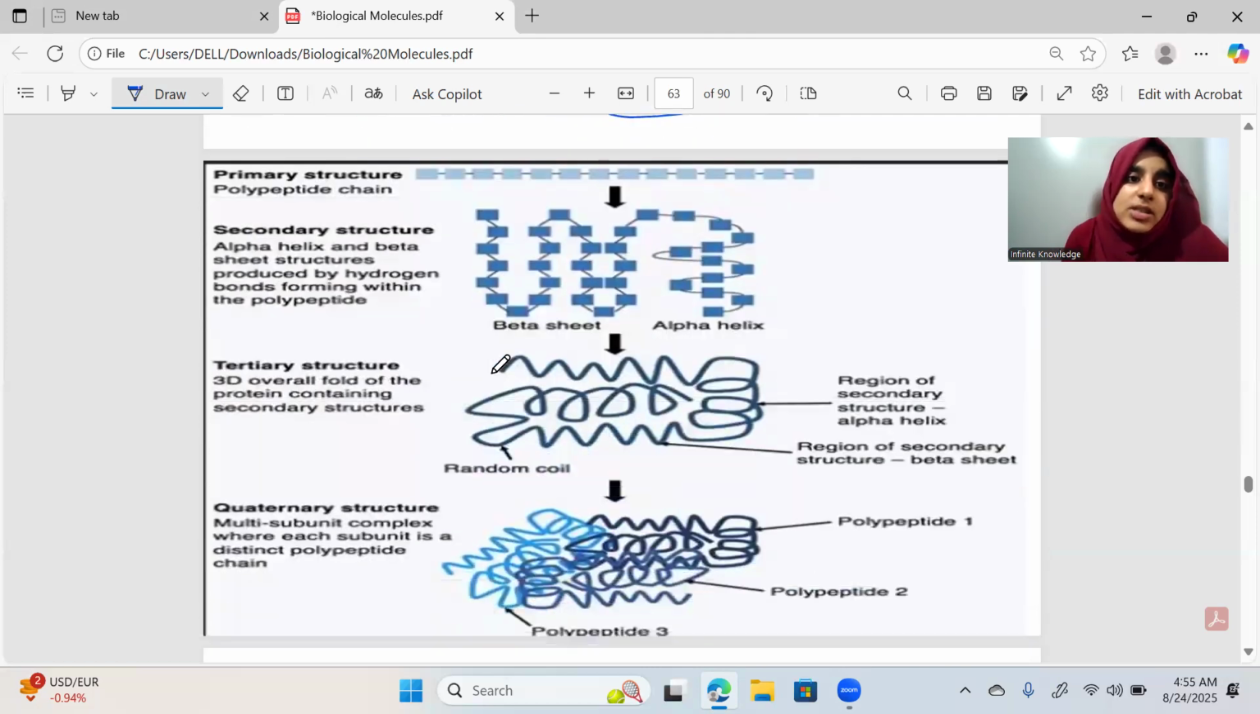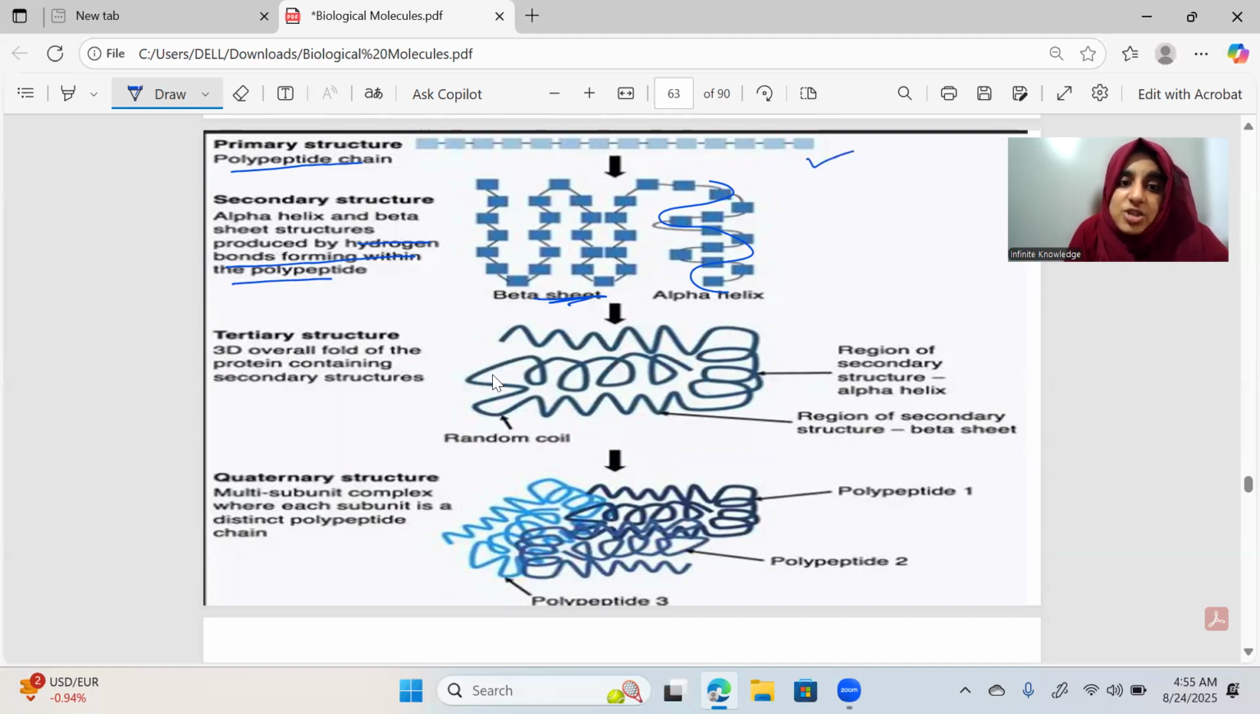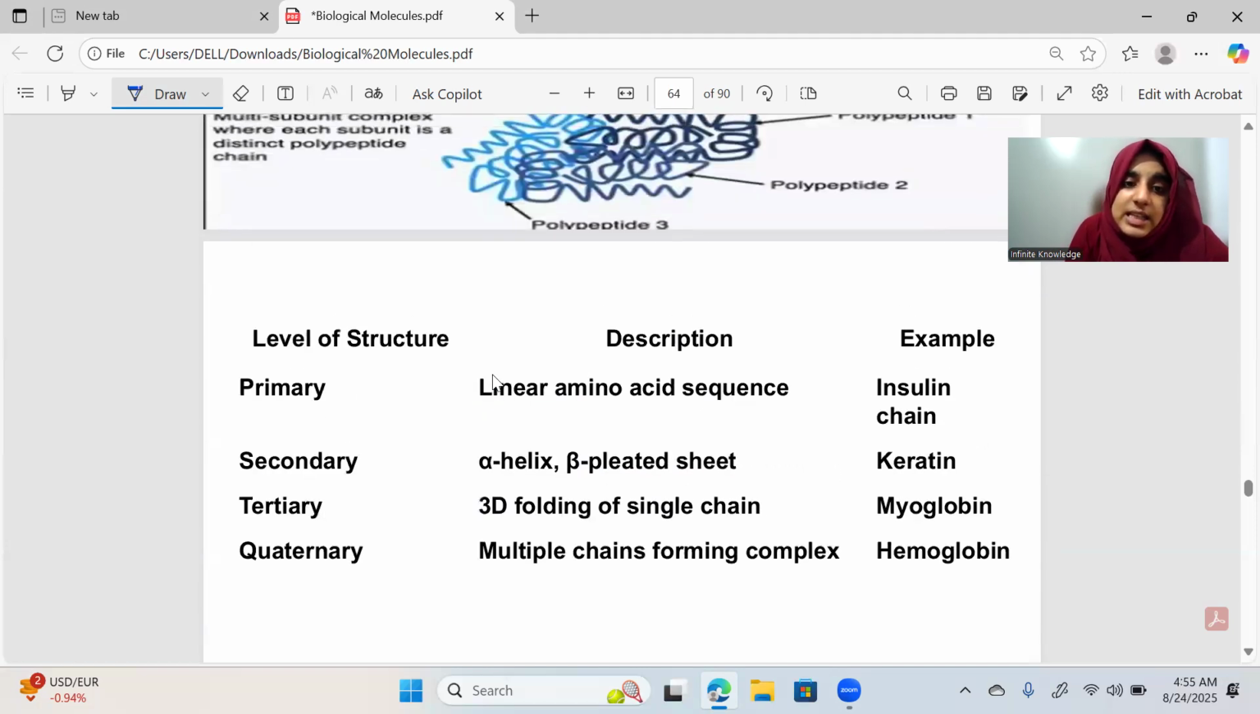All right. Now see, the primary structure is a polypeptide chain, right? And the secondary structure is the alpha helix and the beta pleated sheet. Okay. These are produced by hydrogen bonds forming within the polypeptide. The first structure is simple. It is straight. As you can see over here, it is a linear sequence of amino acids, and the example is an insulin chain. Okay. The secondary structures are alpha helix or beta pleated sheet, which are formed when the linear sequences combine together with the help of the hydrogen bonds.